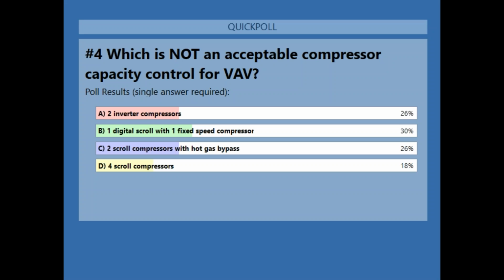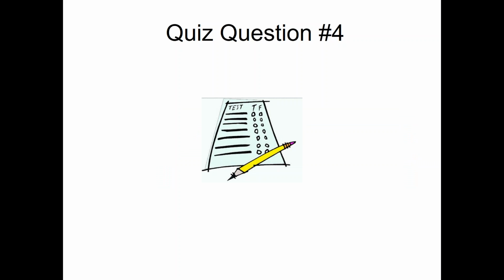C is probably the worst option, 2 compressors with a hot gas bypass, but it's kind of decent. A is good, 2 inverters is good. B is good, 1 digital with a fixed speed is good. 4 scrolls would be good. C would be the worst answer, but I didn't give you an actual truly bad answer. So everyone gets everything right apparently. That was an easy test.